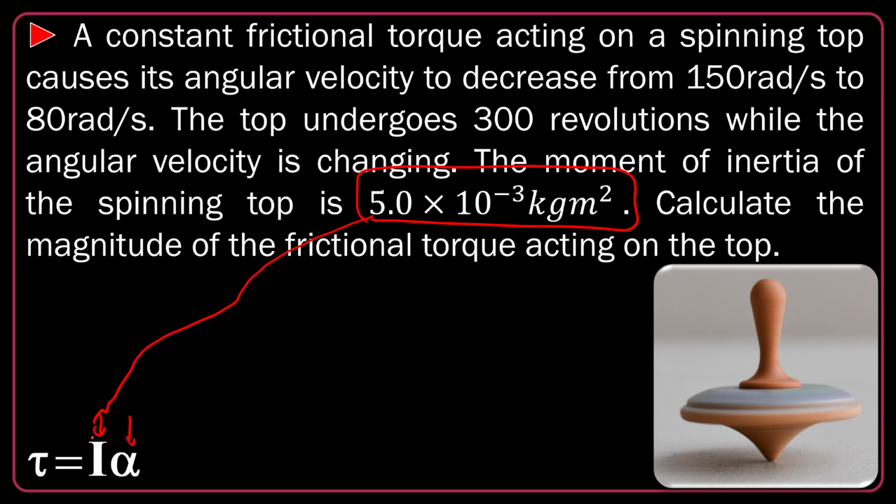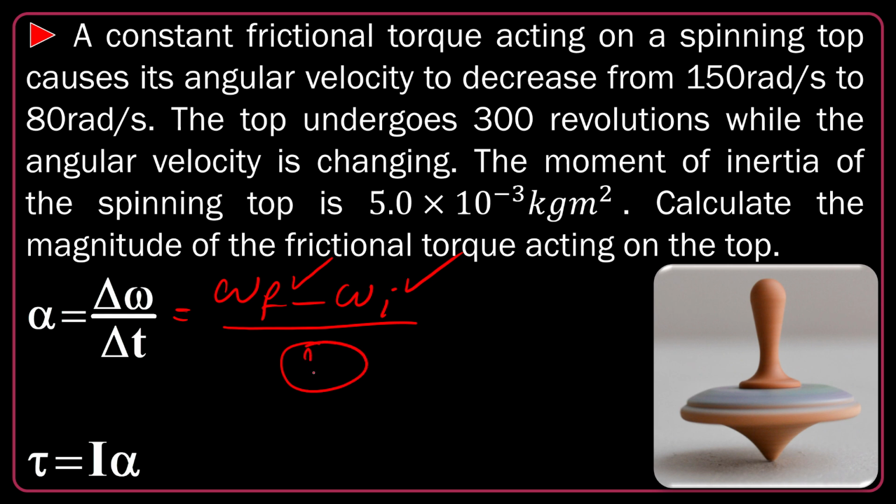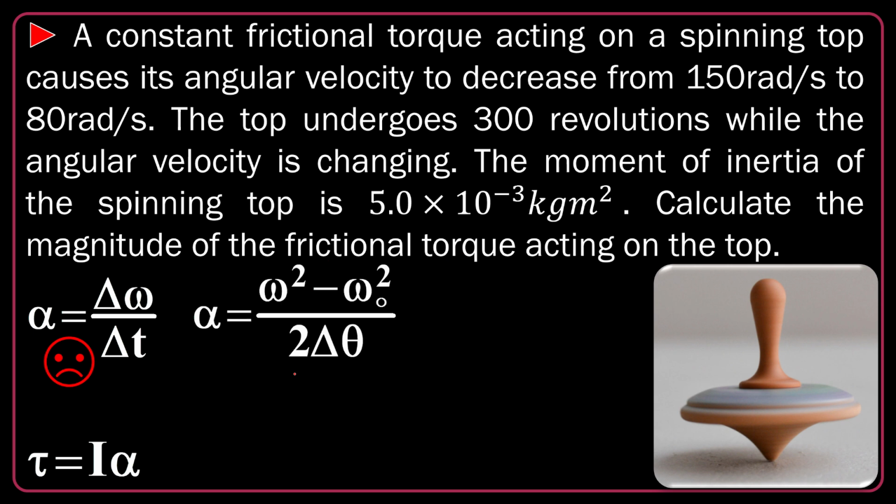The first thing that comes to my mind is that alpha is delta omega over delta t. I know the delta omega because it's omega final minus omega initial, divided by delta t. I know final, I know initial, but what is delta t? Not given. So this way seems to be a little bit challenging because from another equation I should find delta t, and I don't want to waste my time. Okay, let's opt for another equation, the time independent one.